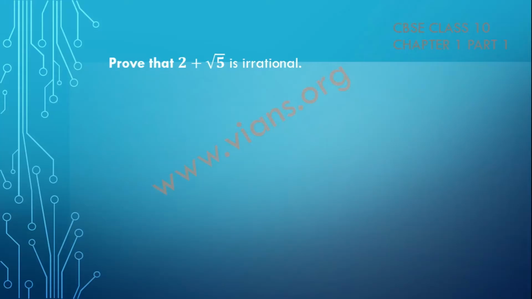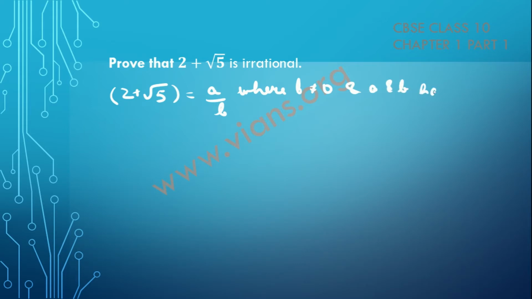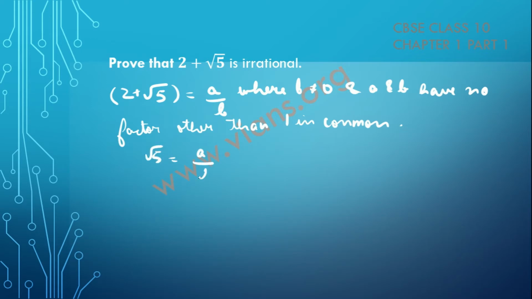The next problem is problem number 7. That is basically about the fact that 2 plus root 5 is irrational. Now, just like we did in previous problems, let's consider 2 plus root 5 is a rational number. And a rational number has to be of the form a by b, where b is not equal to 0 and a and b have no factor other than 1 in common. Which means root 5 is equal to a by b minus 2.